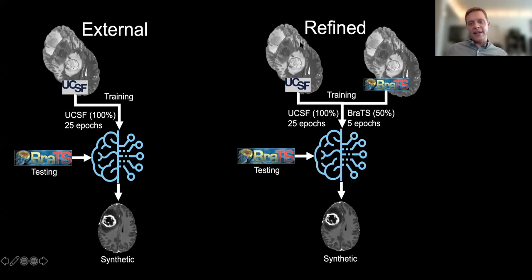And then we did this refined test where we did the same thing. We trained the model with all of our UCSF data, but then we took 50% of the BRATS data and just trained it for 5 more epochs, so kind of like an hour, hour and a half more of training on half the BRATS data. And then we tested with the rest of the BRATS data.